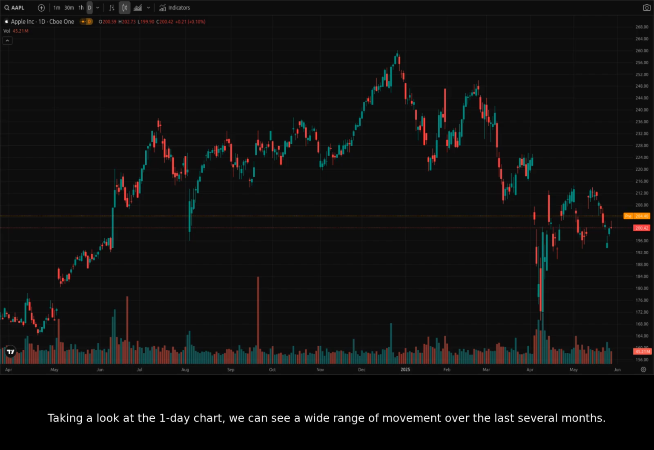Taking a look at the one-day chart, we can see a wide range of movement over the last several months. Focusing on the recent price action, we're seeing the price currently hovering around the 200 level. Let's narrow down our view to recent candles to get a clearer picture.